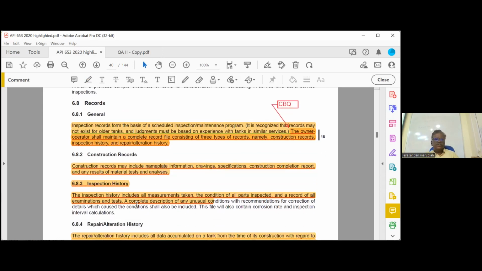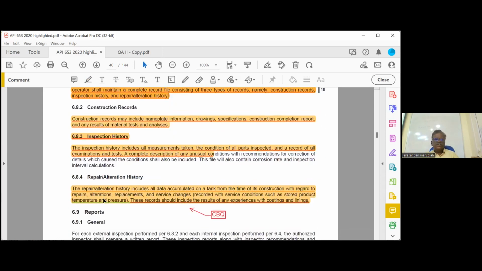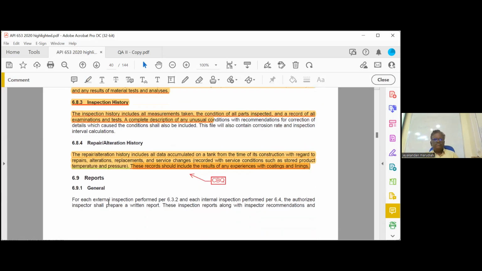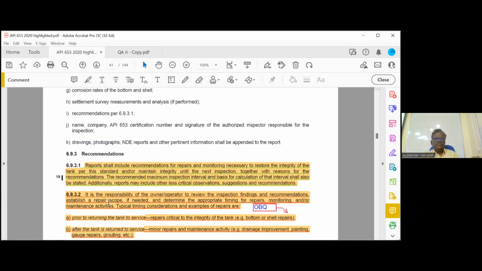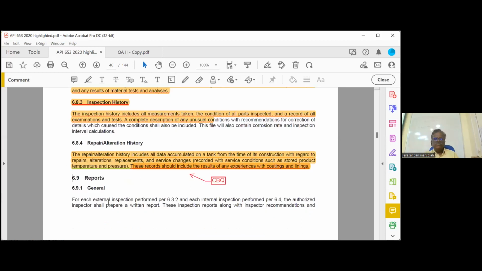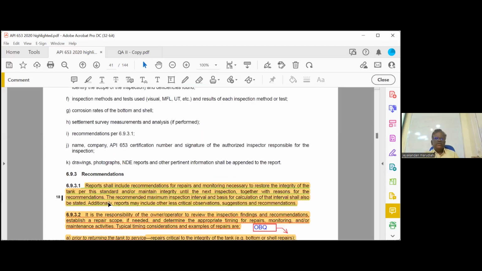So what will the inspection history include, and repair alteration? Highlight the repair alteration last line. These records should include the results and experience with coating and lining. That line is important. Inspection records should include the coating and lining also. Yes, the last line. Yes, CBQ. Then we will go to the recommendations.